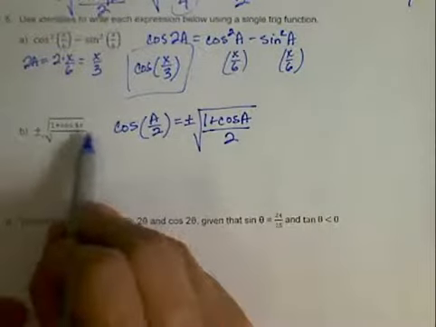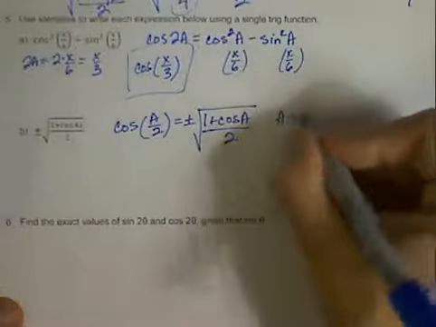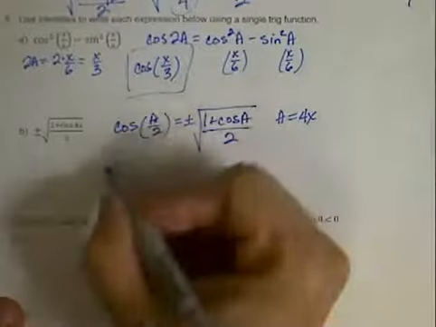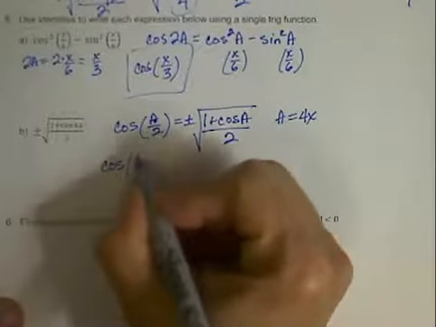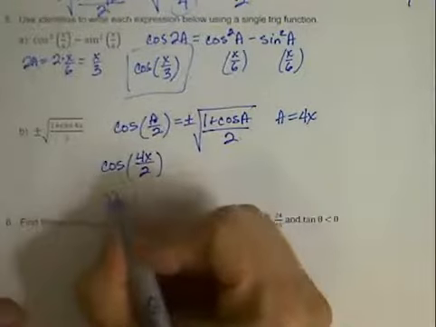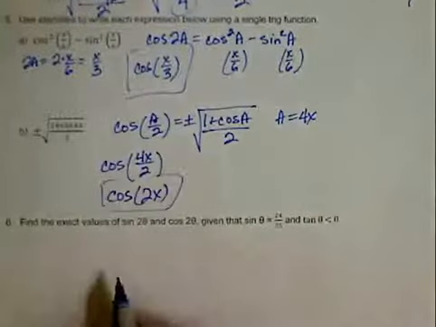If we compare this to what we have over here, that means our a would equal 4x. When we put the a into this side, we would have 4x in place of the a. 4x over 2 is going to simplify to just 2x.